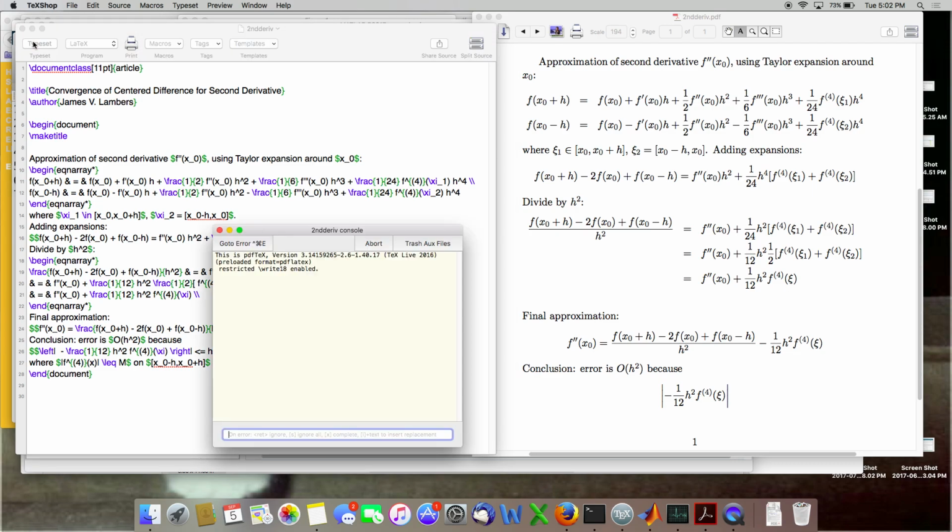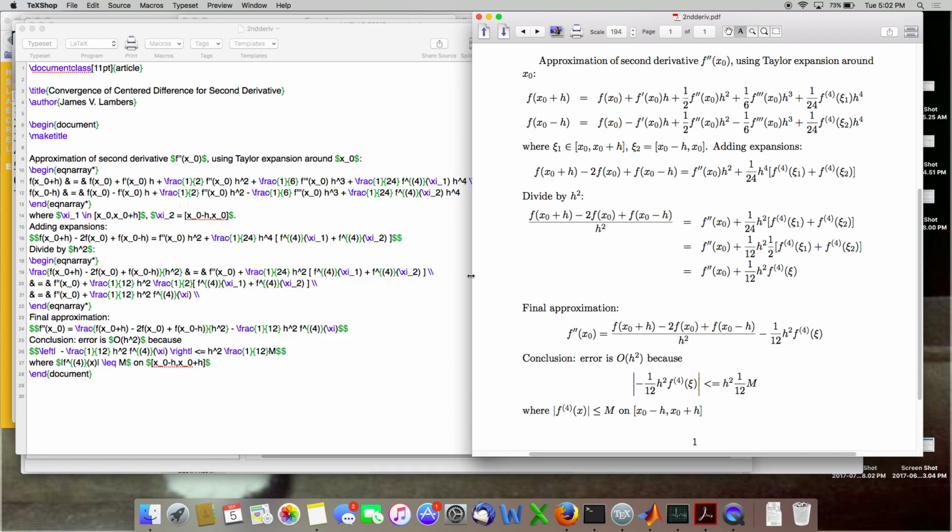And the reason I can say that is x1 is between x0 and x0 plus h. x2 is between these two values. xc is between x1 and x2. So this value xc is between x0 minus h and x0 plus h. So as long as I know how big the fourth derivative can possibly get on this interval, I can say that this error term is less than or equal to big M over 12 times h squared. Therefore, by the definition of big O notation, I can say that the error is order h squared.